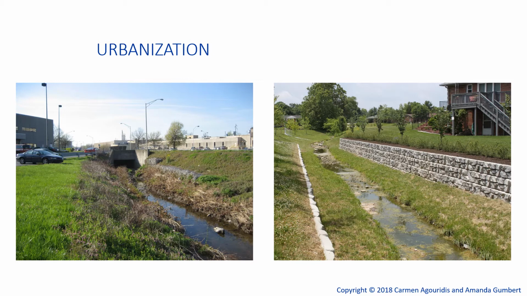Invasive species such as bush honeysuckle and winter creeper are common along many of Kentucky's urban streams. These invasive plants choke out many of the native plants, reducing biodiversity.